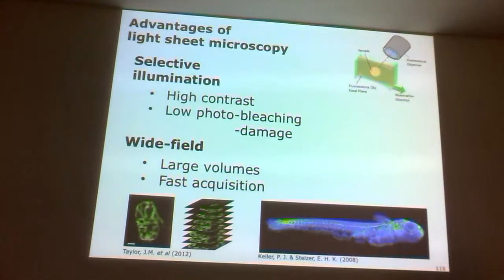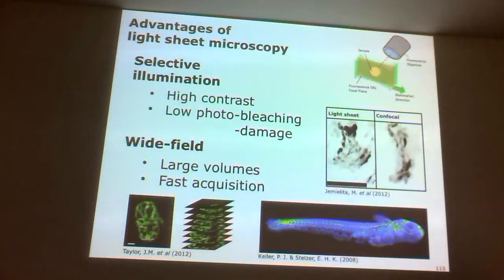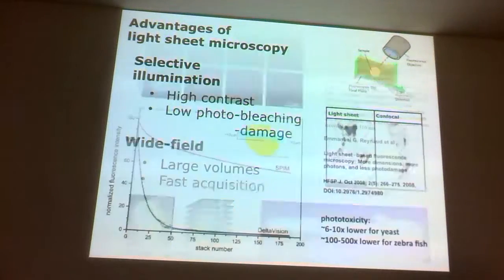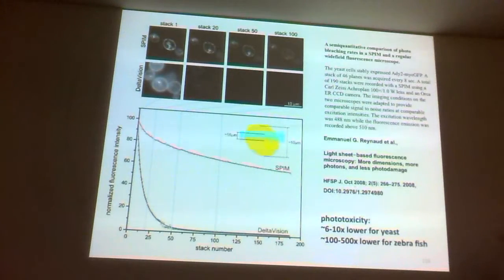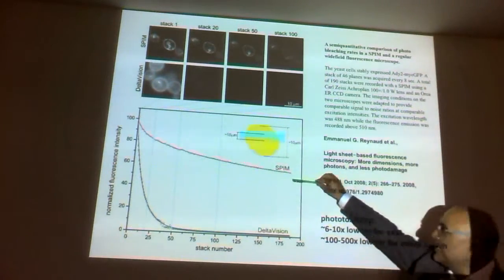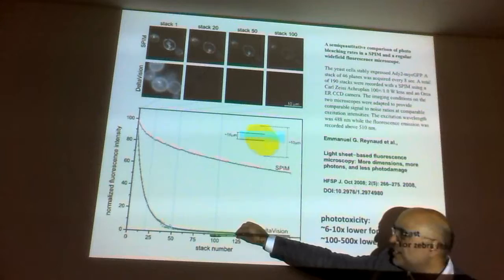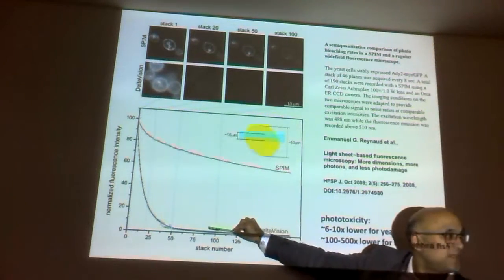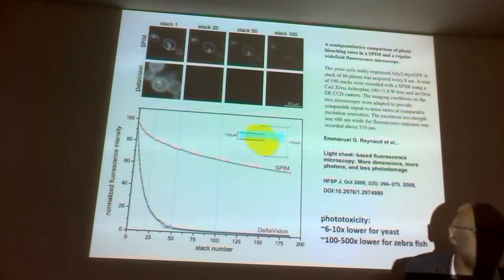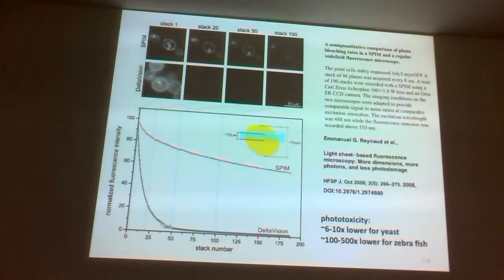So that's a zebrafish heart from a group at Durham in the UK. And this is an example of some photobleaching in light sheets. We've got a lot of studies on this. This is a very nice, not very well-known paper by Reynaud and Stelzer, which shows yeast cells in a light sheet, also imaged with a standard DeltaVision microscope. And basically, what they're showing here is that after taking a certain number of stacks in their microscope, the DeltaVision just basically kills the sample, or the yeast cells.